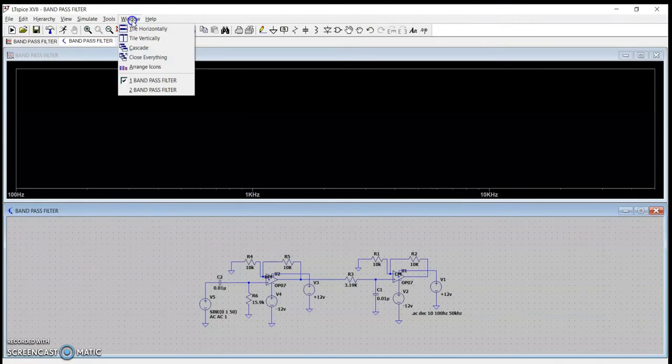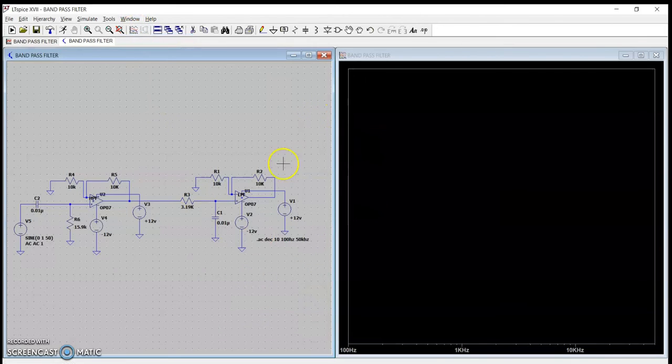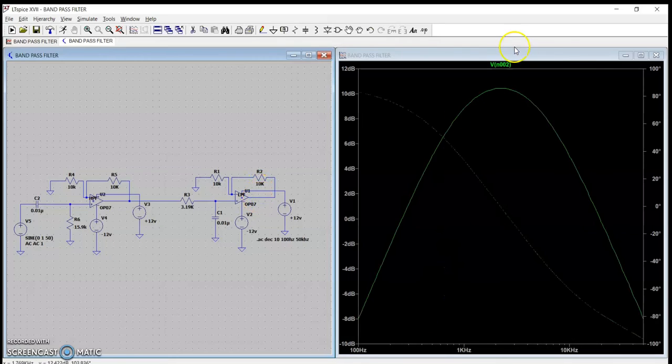I will show it in a vertical position, so go to window and tile vertically. Now click on the output voltage probe at the output side. So here, this is our output diagram.